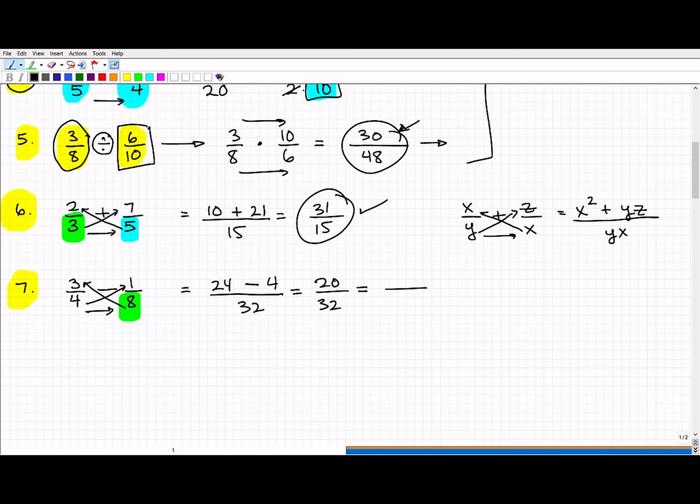And of course, we can reduce this. Okay, 20 is the same thing as 4 times 5, and 32 is the same thing as 4 times 8. So I have these common factors which I can cross cancel, and I'm left with my final answer. I'm left with my final answer, 5/8. Okay, and that is it.